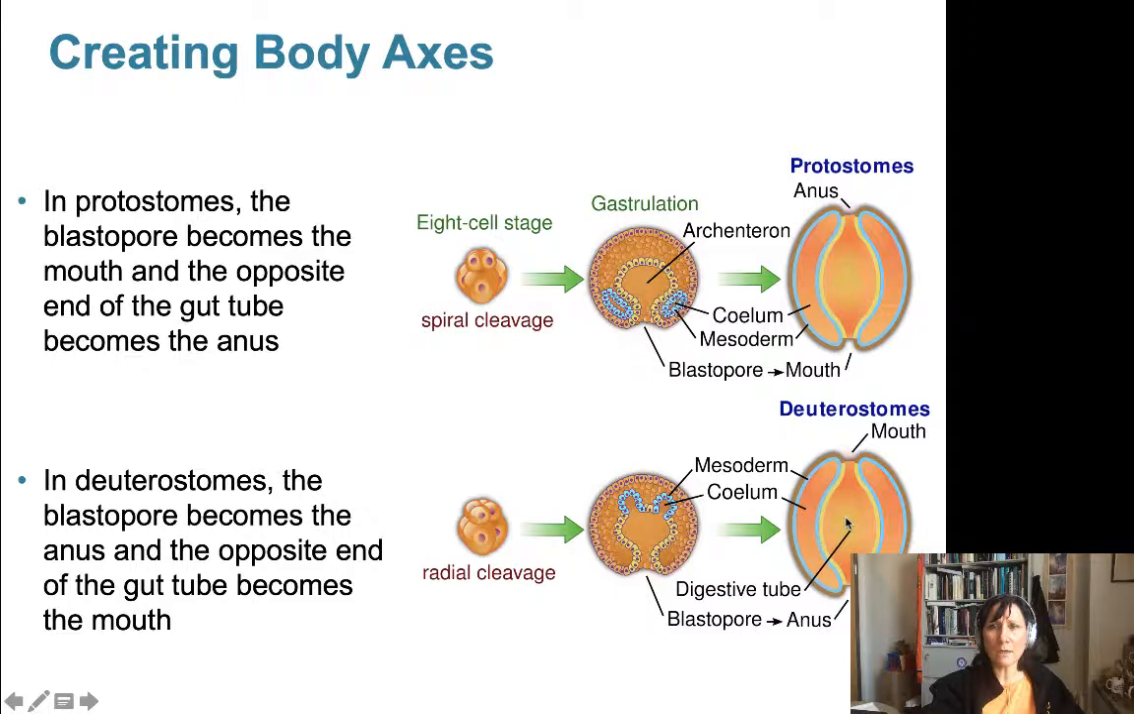So I used to joke to my development class, because we're deuterostomes, that you're kind of an asshole before you develop a mouth. It's not a great joke.